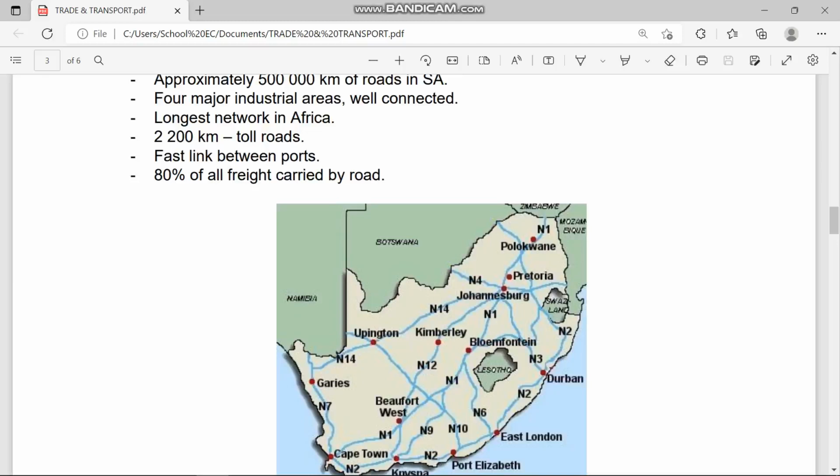2,200 kilometers of toll roads. There's a fast link between these ports. 80% of all freight is carried by road, so 80% of the freight is carried by roads, using your trucks, using your vehicles, mostly your horses and trailers and so on. So yes, that's how it goes.